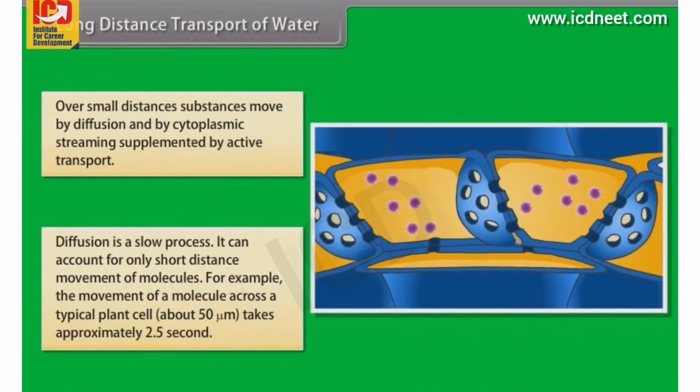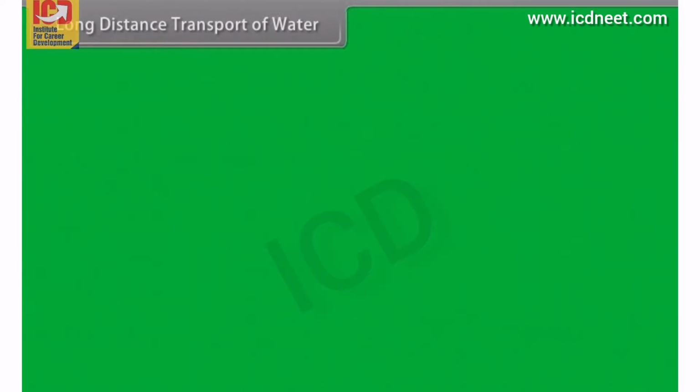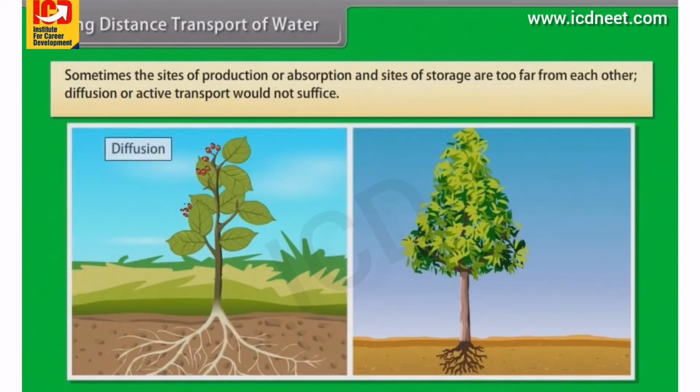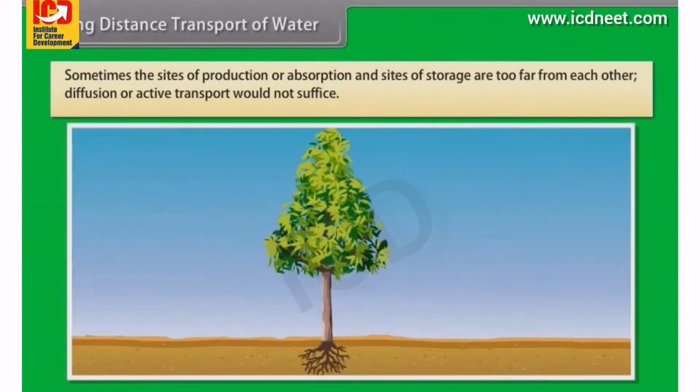Some trees are up to 50 feet tall. So think how many years it would take for the movement of molecules over a distance of 25 to 30 feet within a plant by diffusion alone. Sometimes the sites of production or absorption and sites of storage are too far from each other. Diffusion or active transport would not suffice.